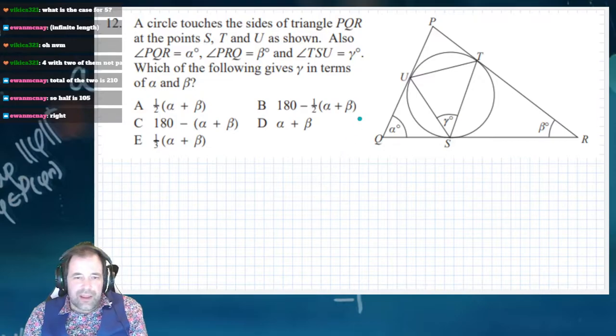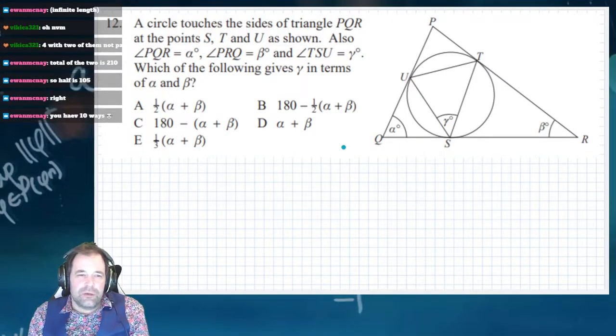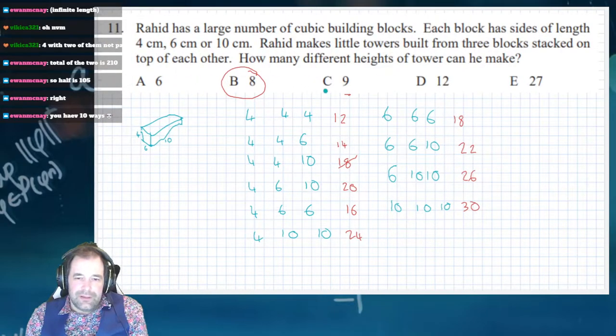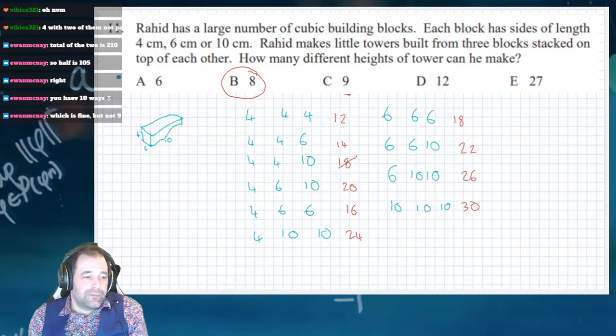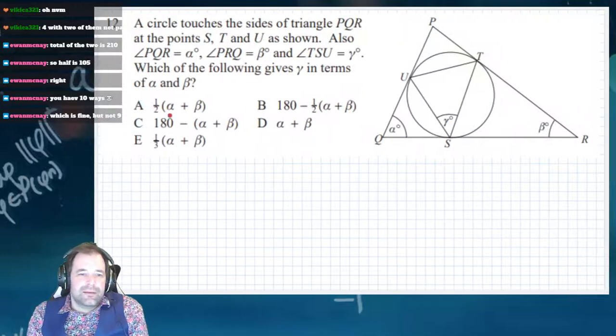Right, now we're starting to get to the slightly tougher ones because we've got alphas and betas involved. The circle touches the sides of triangle PQR. You have 10 ways. Have I missed one? Oh, I have 10 ways. Thank you. Yeah, you are fine. There are 10 different ways of doing it, which I don't know what I missed then. I duplicated one. I'll just double check. I can't have duplicated one. Yeah, so there are 9 different totals we can get. Thank you, Ewan. I thought... Yeah. All right.